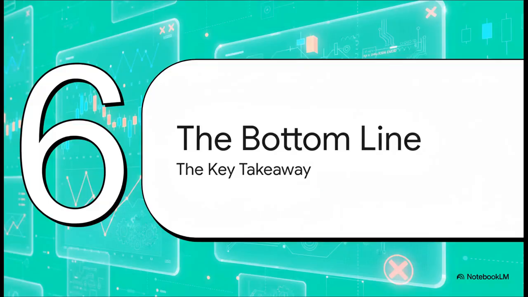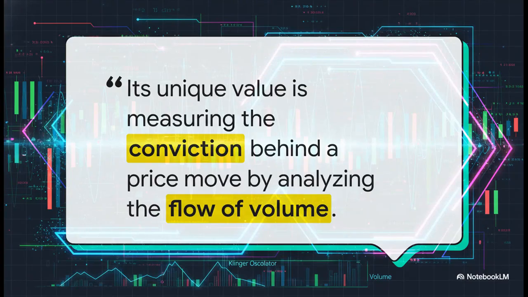So, after looking at how it's built, how to read it, and its limitations, what's the bottom line here? What is the one key takeaway you should really remember about the Klinger Oscillator? The real, unique value of this indicator is its ability to help you measure the conviction that's behind a price move. It lets you see the difference between a trend that has real strength and broad support behind it, and one that might be weak and is likely to just fizzle out.